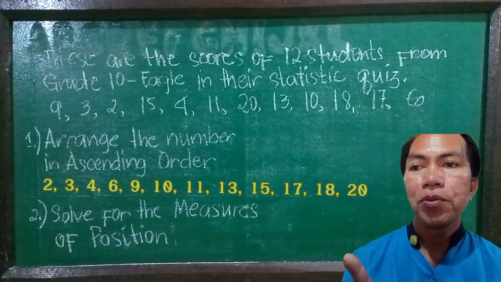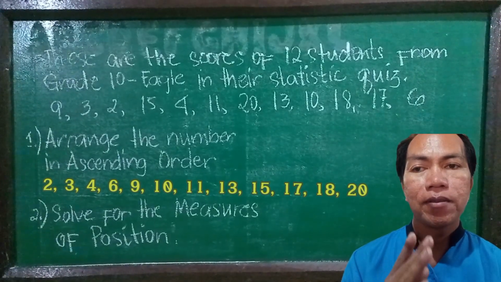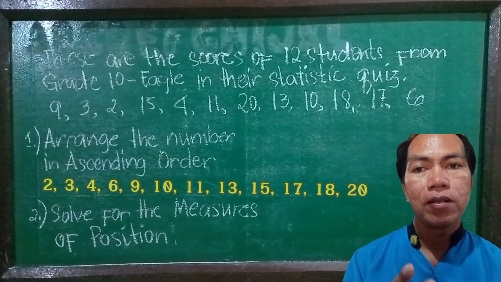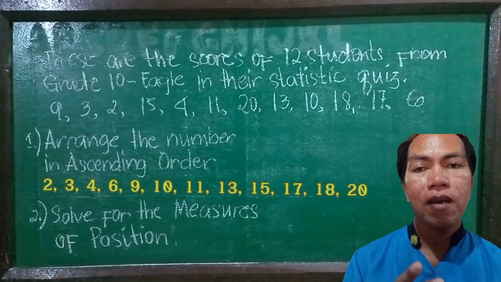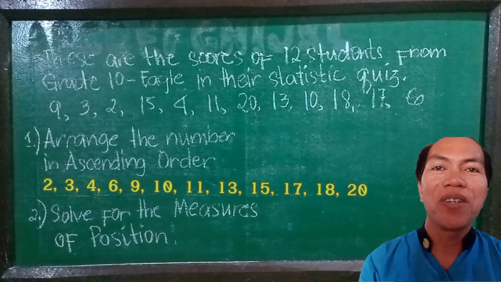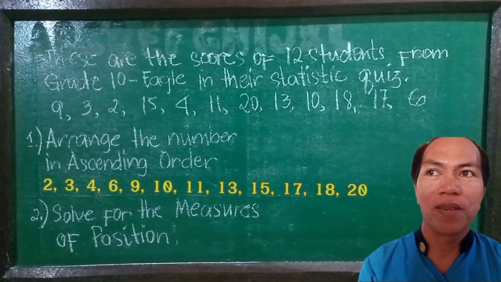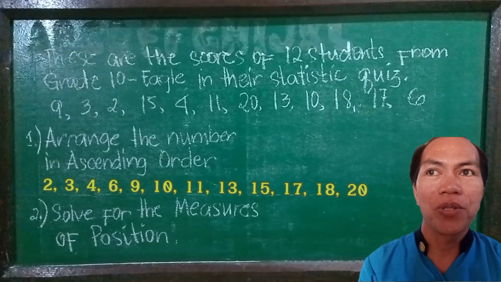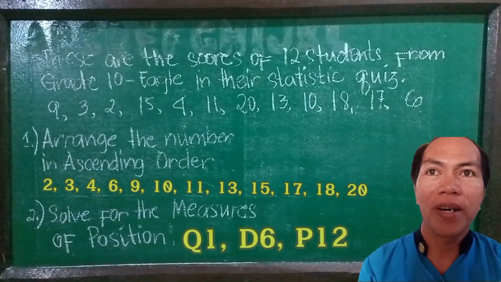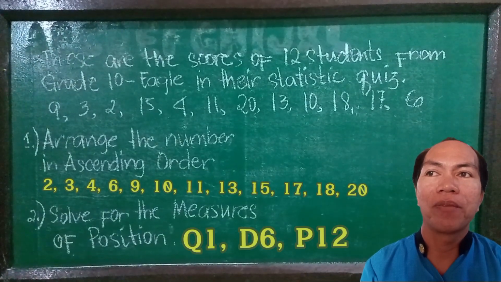So we have 2, 3, 4, 6, 9, 10, 11, 13, 15, 17, 18, 20. Okay, our data is already arranged from lowest to highest scores. Let's try to solve the value of quartile 1, decile 6, and percentile 12.